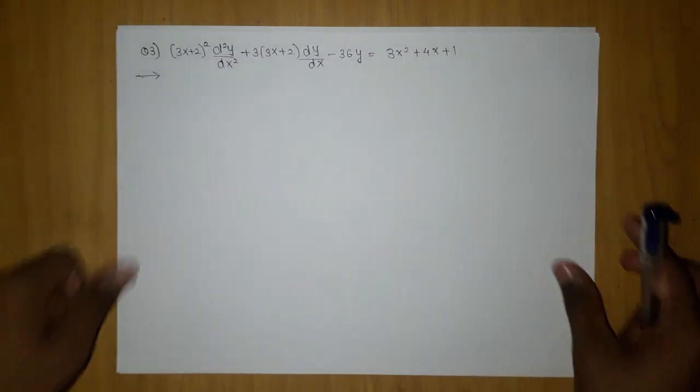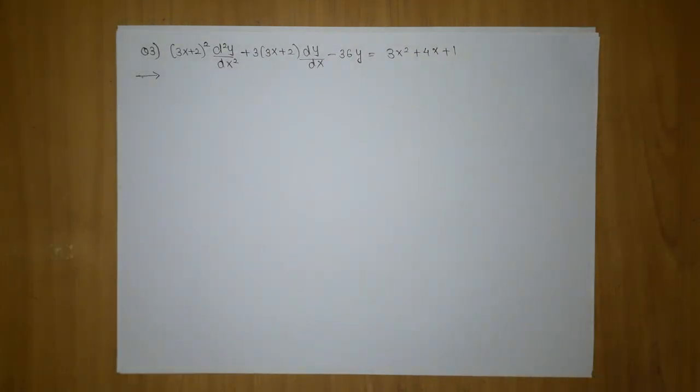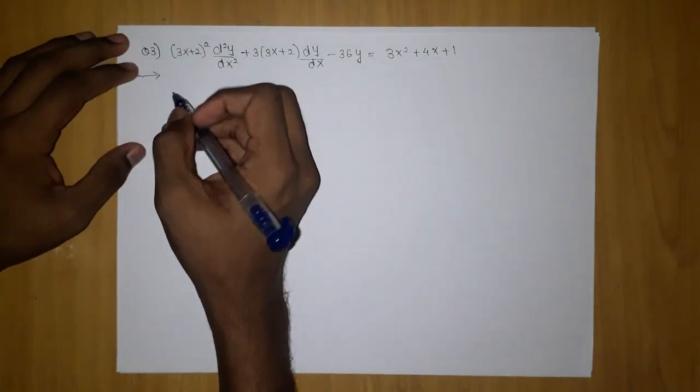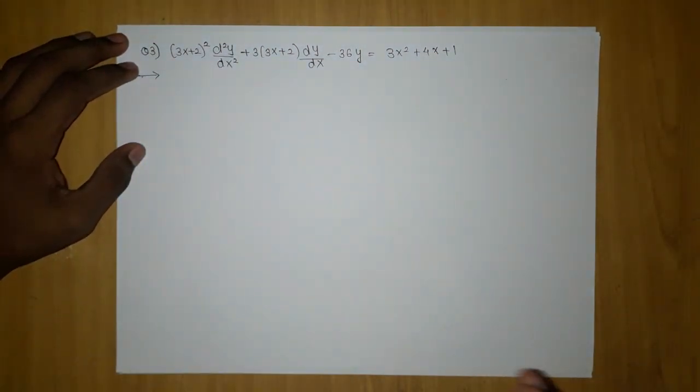So the problem which we are going to take in this is this one, which is (3x plus 2) the whole square into d square y by dx square plus 3 into (3x plus 2) into dy by dx minus 36y equal to 3x square plus 4x plus 1. Here the given differential equation is a Legendre differential equation.